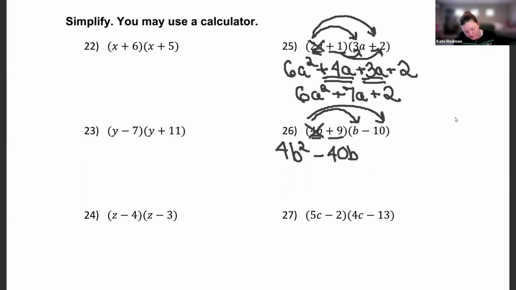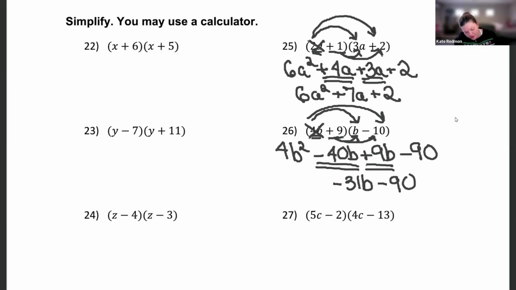Time to pass out the next term, positive 9. Positive 9 times b is positive 9b. Positive 9 times negative 10 is negative 90. Okay, now it's all addition, subtraction, no more multiplication left. And so I can only combine like terms. Negative 40b plus 9b, those are both b terms, they can combine. And negative 40 plus 9, make sure you put that negative in the calculator, is negative 31b. No other constant terms, it'll drop. No other b squared terms, it'll drop. Final answer is 4b squared minus 31b minus 90.